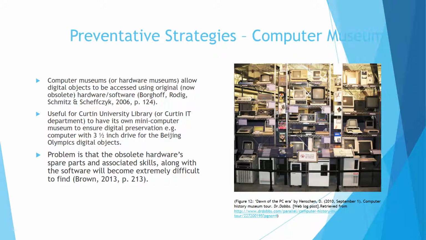There are preventative strategies against technological obsolescence aimed at maintaining and resurrecting digital objects' integrity. One strategy is gaining access to a computer museum or hardware museum, where digital objects can be accessed using original, now obsolete hardware or software. It would be useful for Curtin Library to have its own mini-computer museum to ensure digital preservation. Ultimately, computer museums offer a short-term rescue option because the hardware, spare parts and associated skills along with the software will eventually become extremely difficult to find.